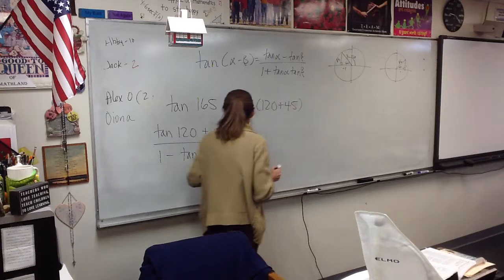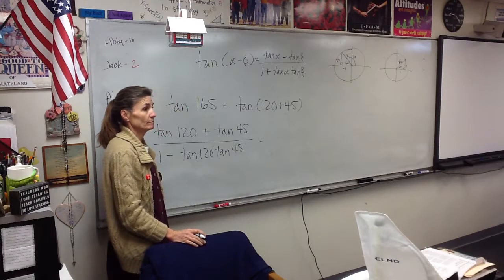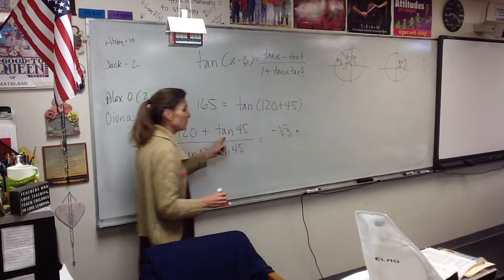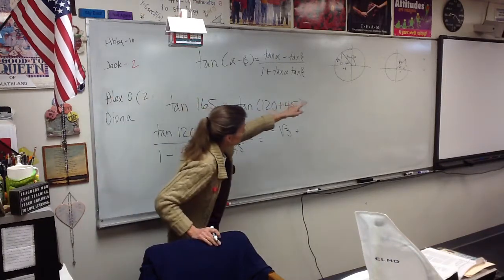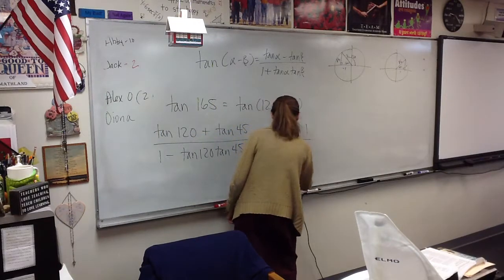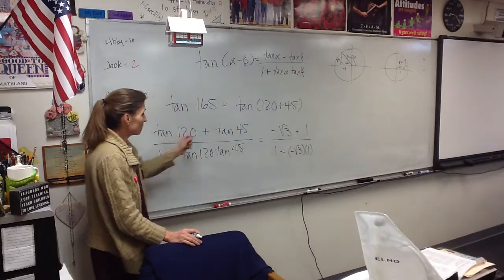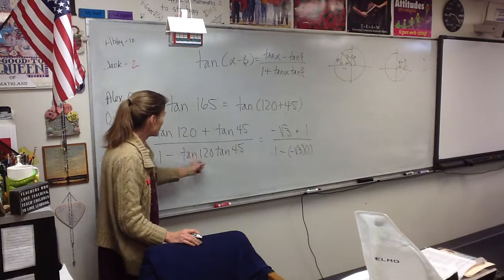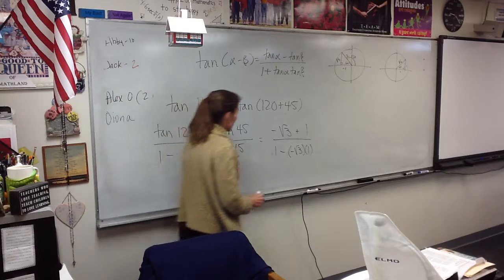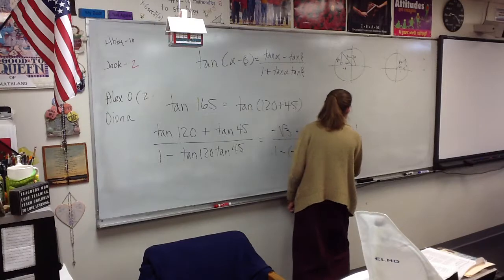Here we go. We're going to plug in the tangent of 120. What's the tangent of 120? Negative root 3. I'm going to plug in the tangent of 45. What's the tangent of 45? 1. Everybody okay with my plugging in negative root 3 for the tangent of 120 and 1 for the tangent of 45? So I've got negative root 3 plus 1 over 1 plus root 3.